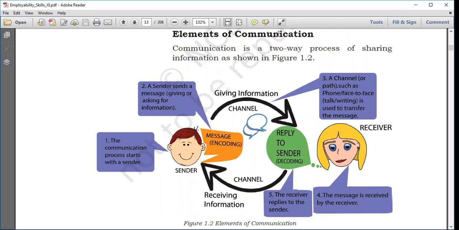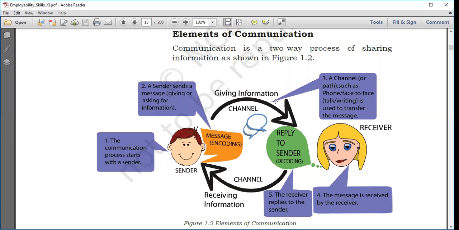Now we have what are the elements of communication. Now communication is a two-way process. Two-way process means two people are there. One way is you sending some information to somebody and you are receiving the information back, right? Giving information, receiving information. That is called as two-way process, right? Our communication starts with a sender. We need a sender, the person who is sending some information. A sender sends a message giving or asking for information. Can give information or ask for some information, right?